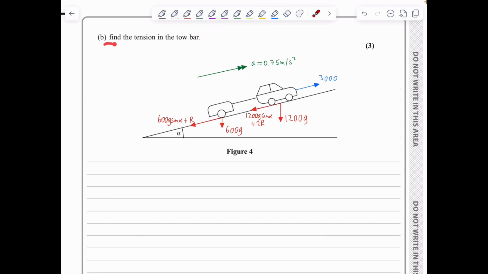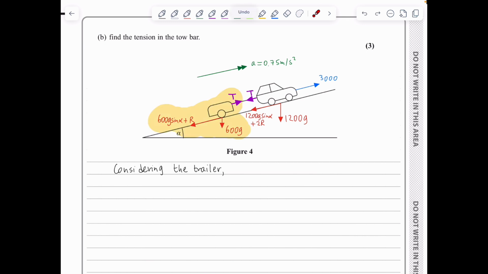We're then asked to find the tension in the tow bar. So if we consider the trailer here, it's feeling a tension up the road. That's the tension in the tow bar, so that's capital T. And similarly, the car is feeling the same but opposite direction, so a capital T pointing downwards. Well, I will be focusing on what's acting on the trailer.